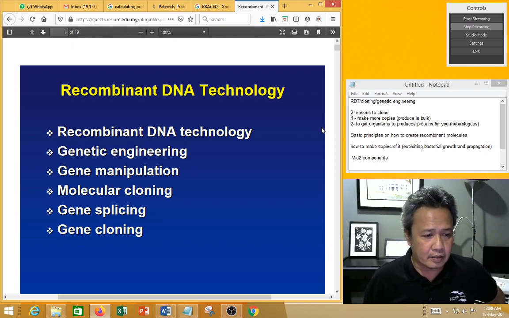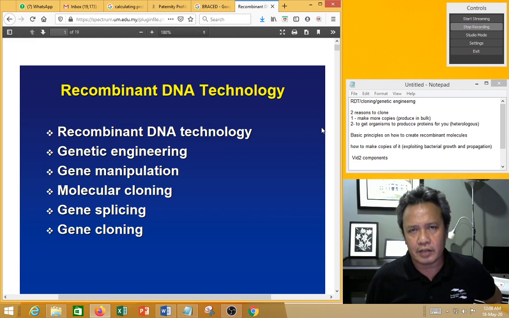And this involves the topic of cloning or recombinant DNA technology. Some books call it genetic engineering, genetic manipulation. There are various names for it, but basically they do the same thing.